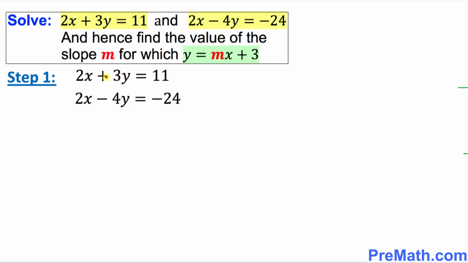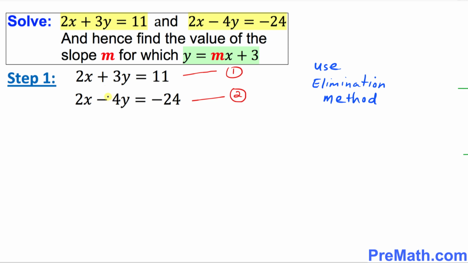In the very first step, I have just put down these first two linear equations over here, and I want to call the top one equation number 1 and the second equation number 2. And we are going to solve these two equations by using the elimination method. As you can observe, if we multiply equation 2 by -1, then we can eliminate this x variable.